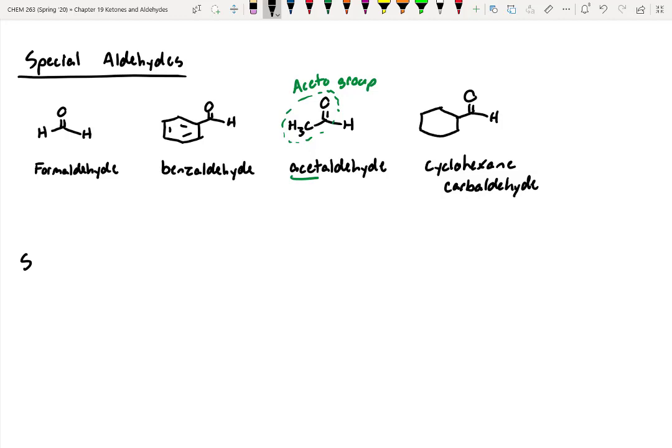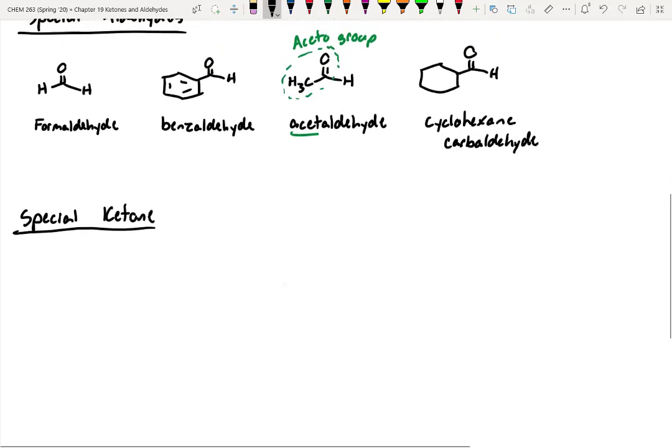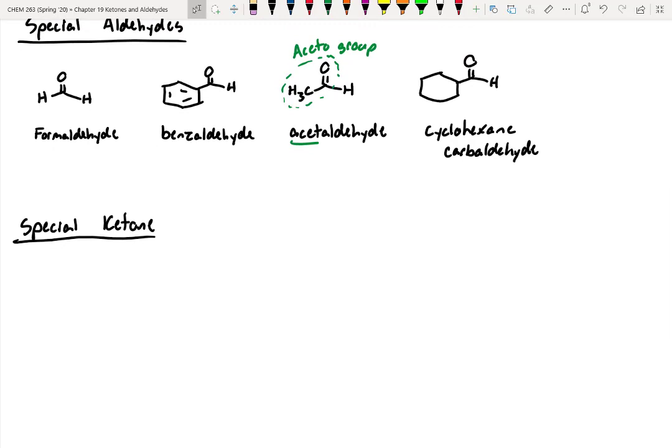All right, so let's take a look at some special ketones. Again, these are IUPAC allowed. However, they don't follow the naming convention that we just went over up above. And the first one should be pretty familiar to you. You use it in lab to clean a lot. And this is going to be acetone.